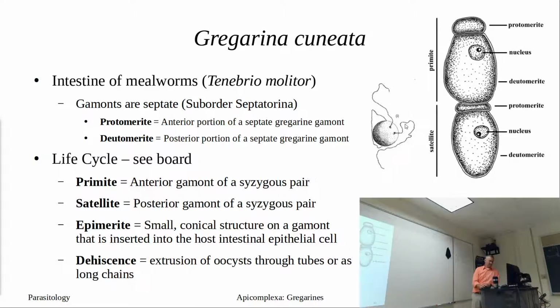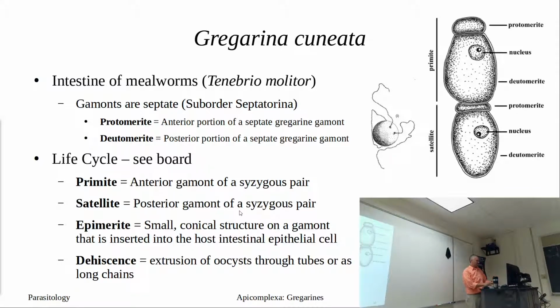And then, pointing this out, this is our gametocyst. And through a process called dehiscence, you'll extrude all of the oocysts out in these long chains. Or it'll be a tube that has an oocyst in those tubes as a long chain.